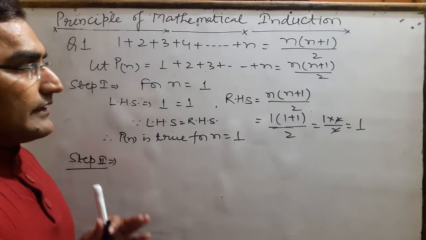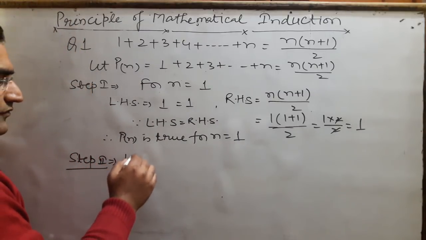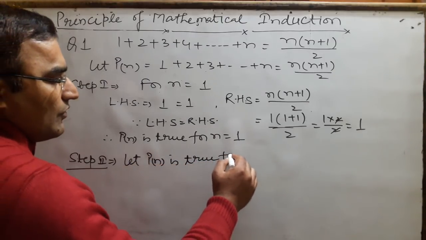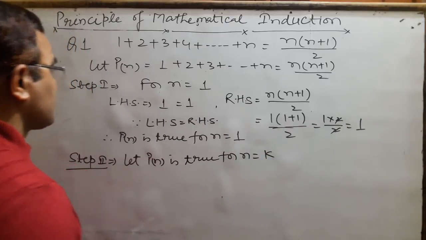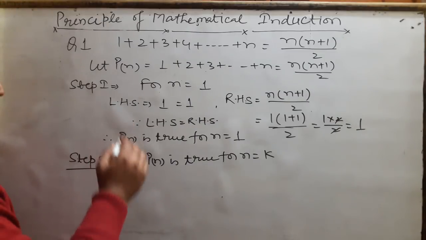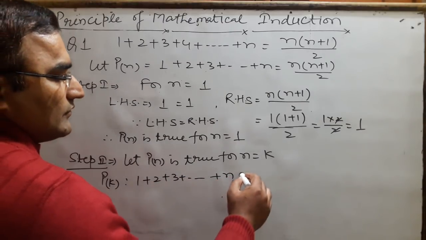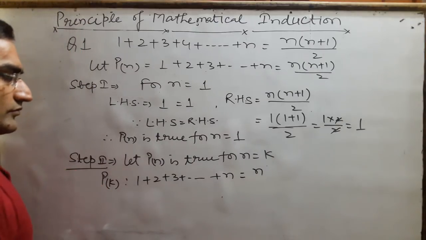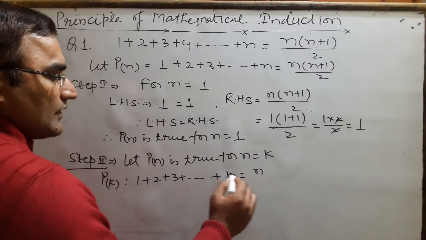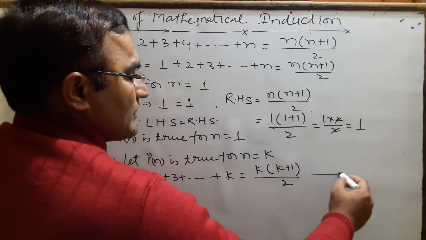In step second, let us assume the given statement is true for n is equal to k. Let Pn be true for n is equal to k. Pk such that 1 plus 2 plus 3 and so on up to n is equal to, n is equal to k, it means k into k plus 1 upon 2. Equation number first.